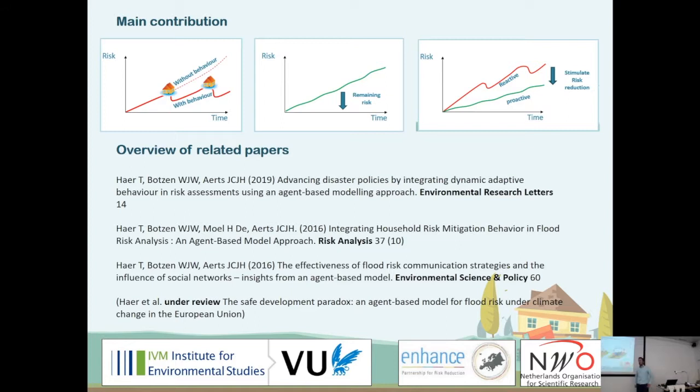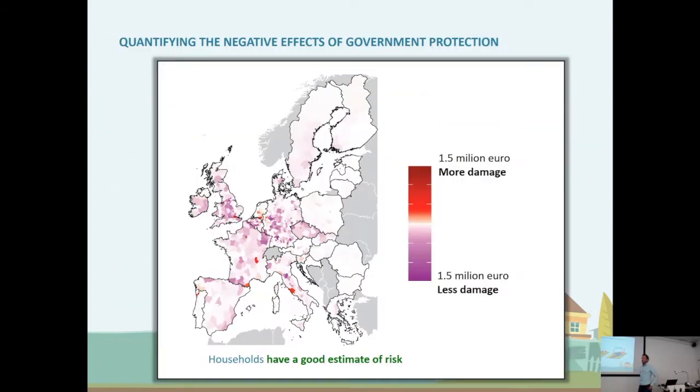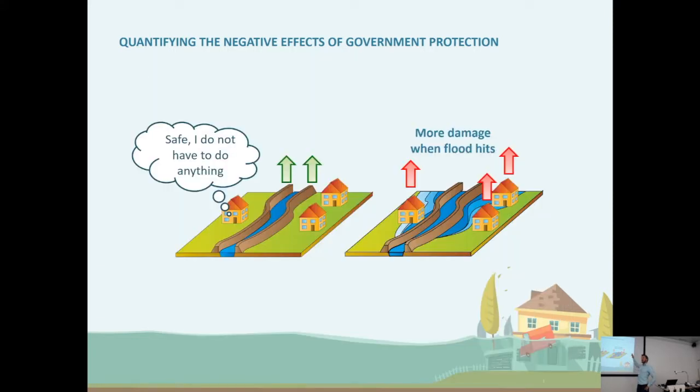Yeah, please. So you mentioned in your previous slide about the levee effect, but in your model, did you consider that? Because this is very important. For example, if the government protection is taking place, your model shows that the risk is reducing, but in reality, this might not be happening because of this levee effect. Did you consider it in this model?